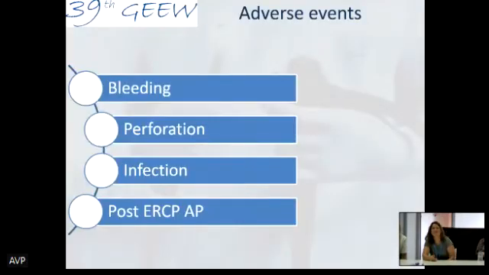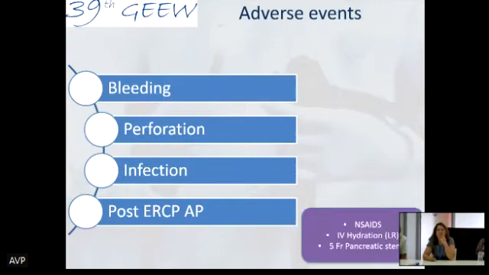So adverse events. When things can go wrong, they can go very wrong. During ERCP: bleeding, perforation, infection. How can we prevent it? We know rectal NSAIDs, we give them to almost everybody in ERCP unless they have chronic pancreatitis. Even then, I think it's a good rule of thumb to give it to everybody, if there are no contraindications. IV, you can hydrate with lactated Ringer's, which is Hartmann.